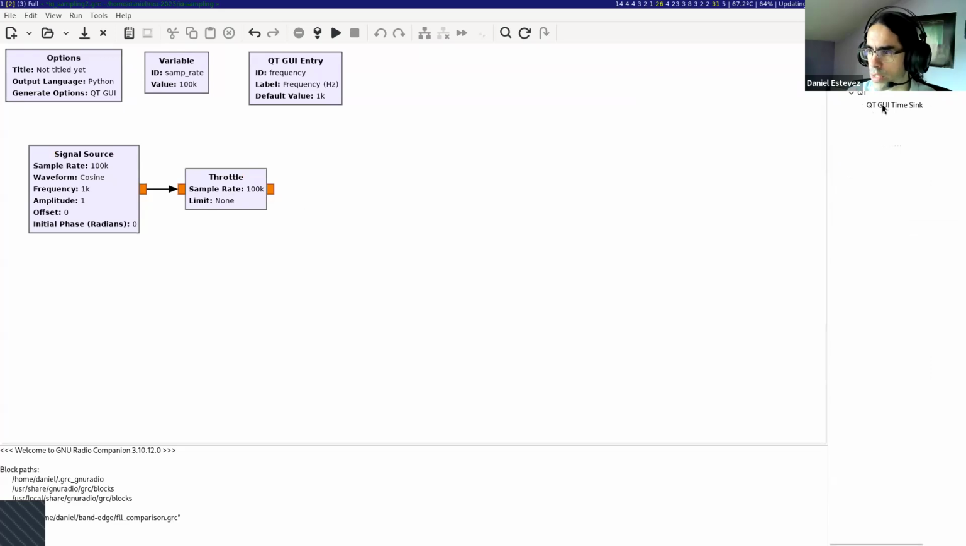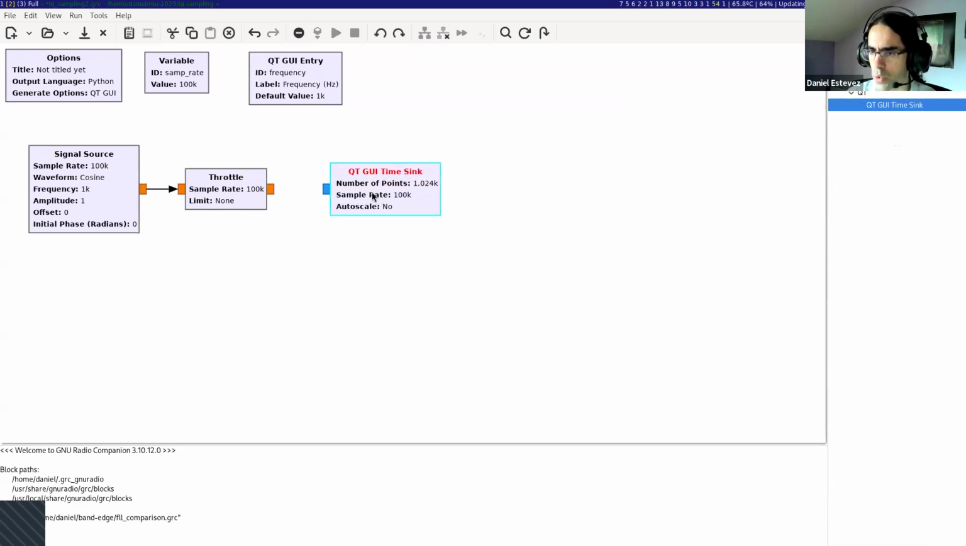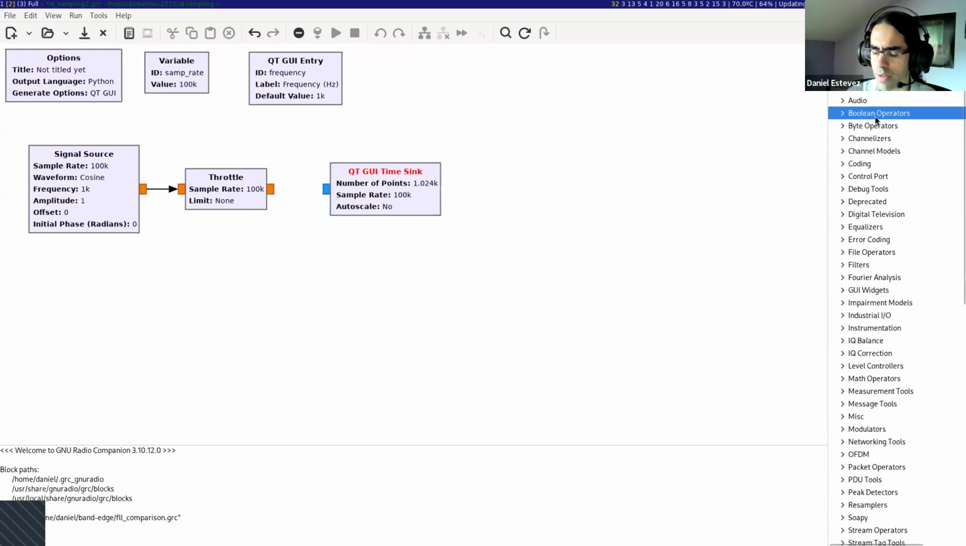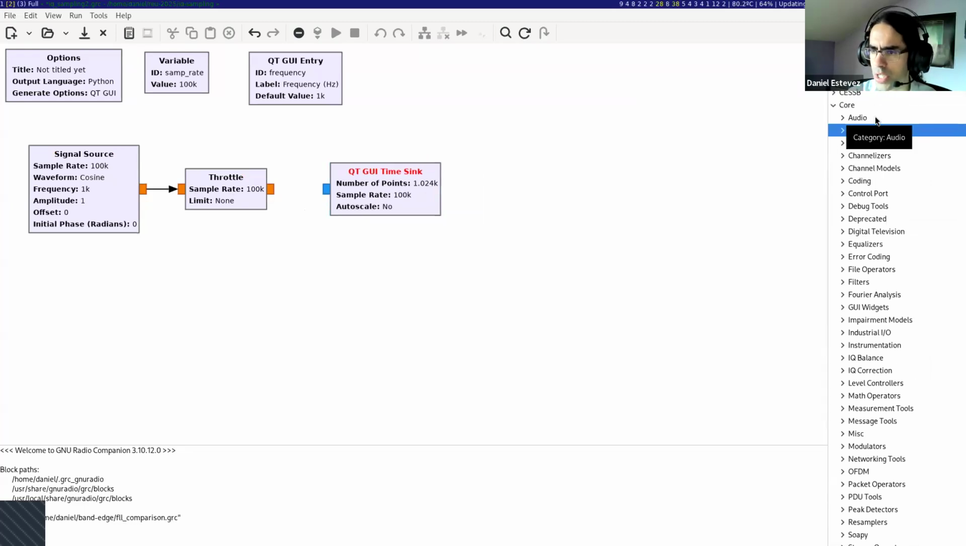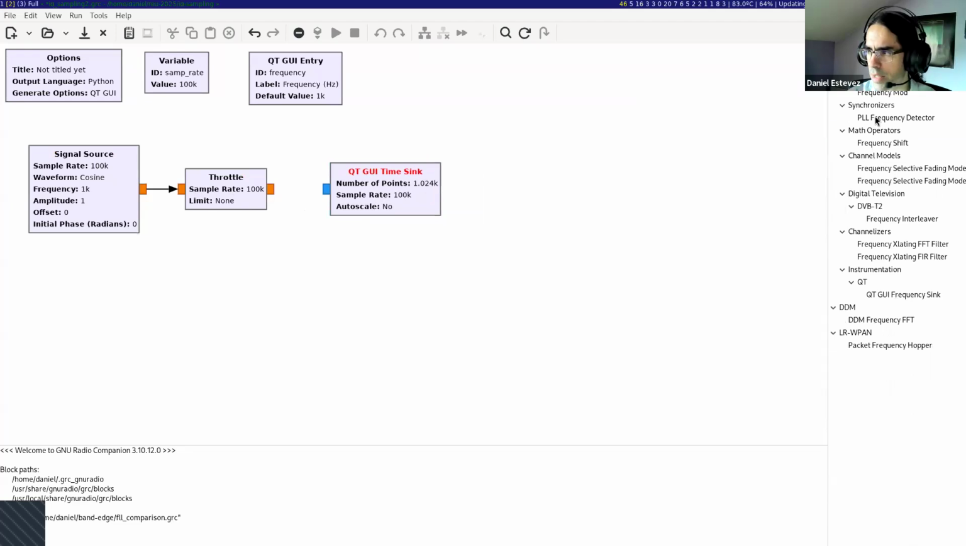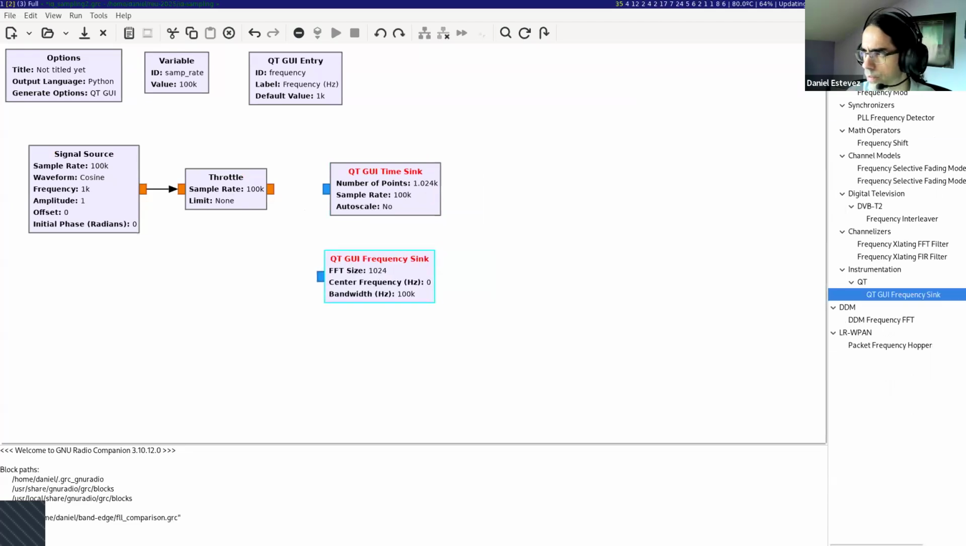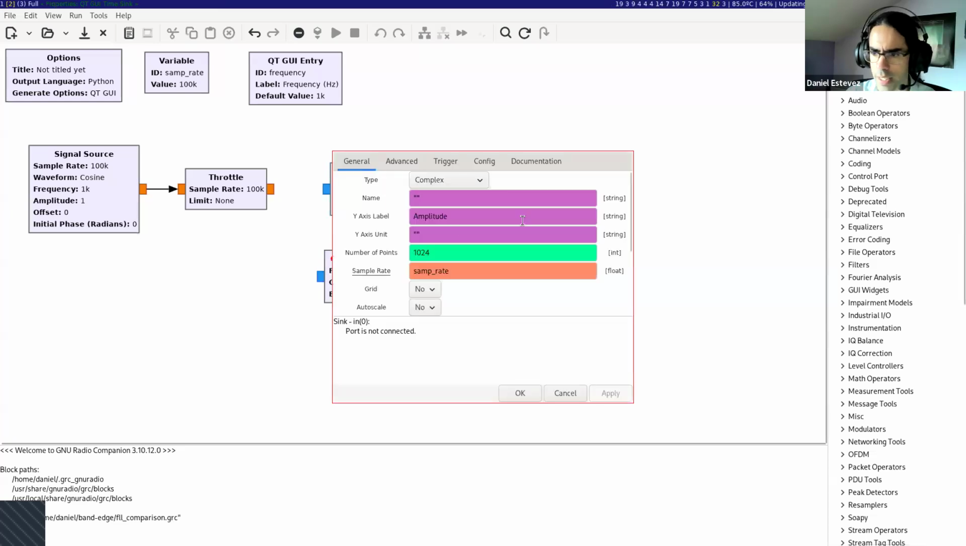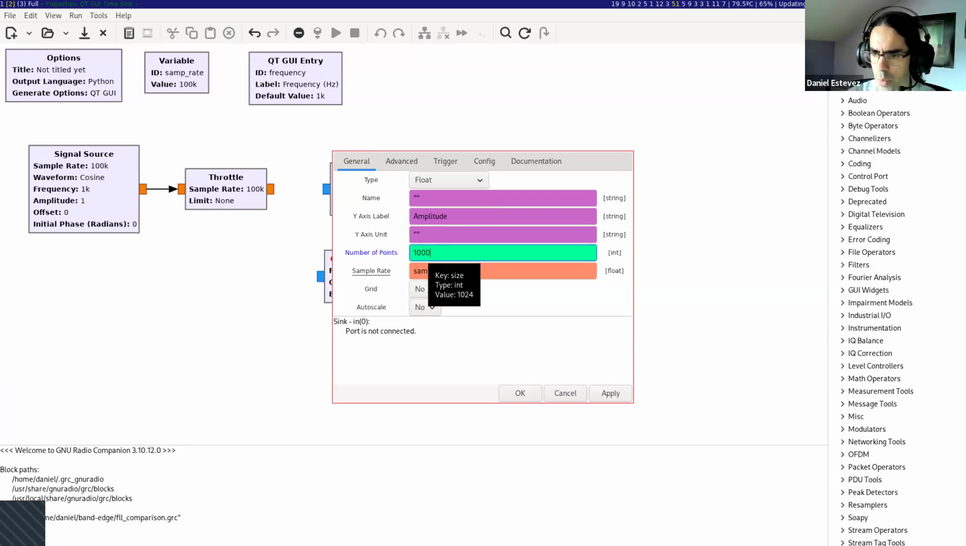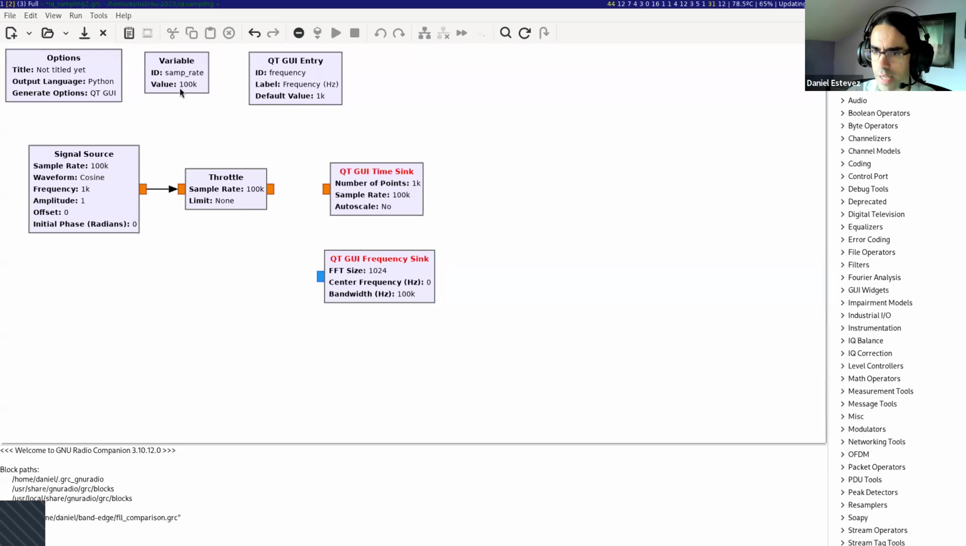And I want to show this both in time and frequency. So this is quite similar to the last flow graph I was doing last week about audio signals. I'm using the time sink and the frequency sink. I need to change the data type on these two to floating point. The number of points, to keep the math simple, I'm going to set 1,000 samples. So that is 10 milliseconds because I have 100,000 samples per second.